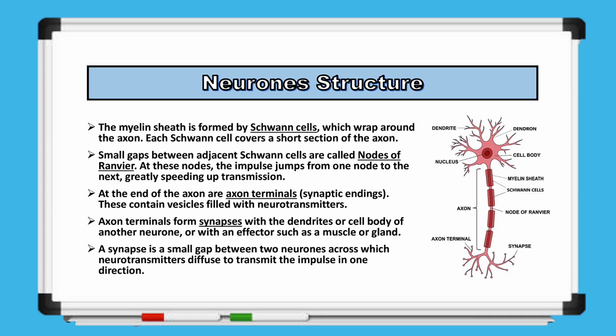At the end of the axon are axon terminals, also called synaptic endings. These terminals contain small sacs known as vesicles that store neurotransmitters. Axon terminals form connections, called synapses, with the dendrites or cell body of another neuron, or with effectors such as muscles or glands. A synapse is a tiny gap between 2 neurons through which neurotransmitters diffuse, allowing the nerve impulse to pass in one direction.